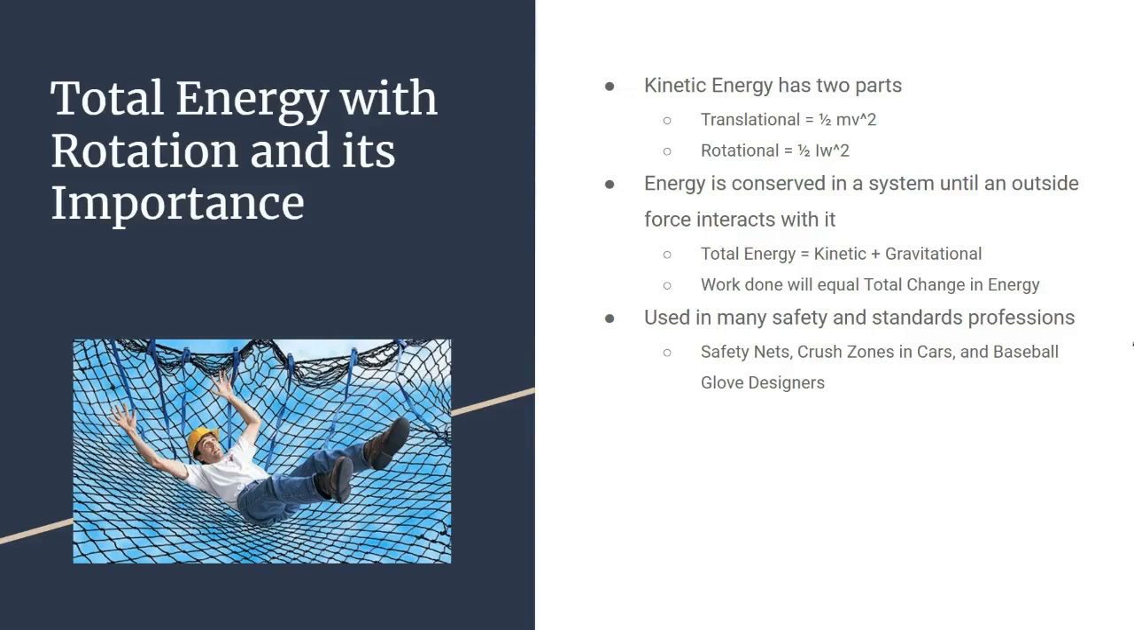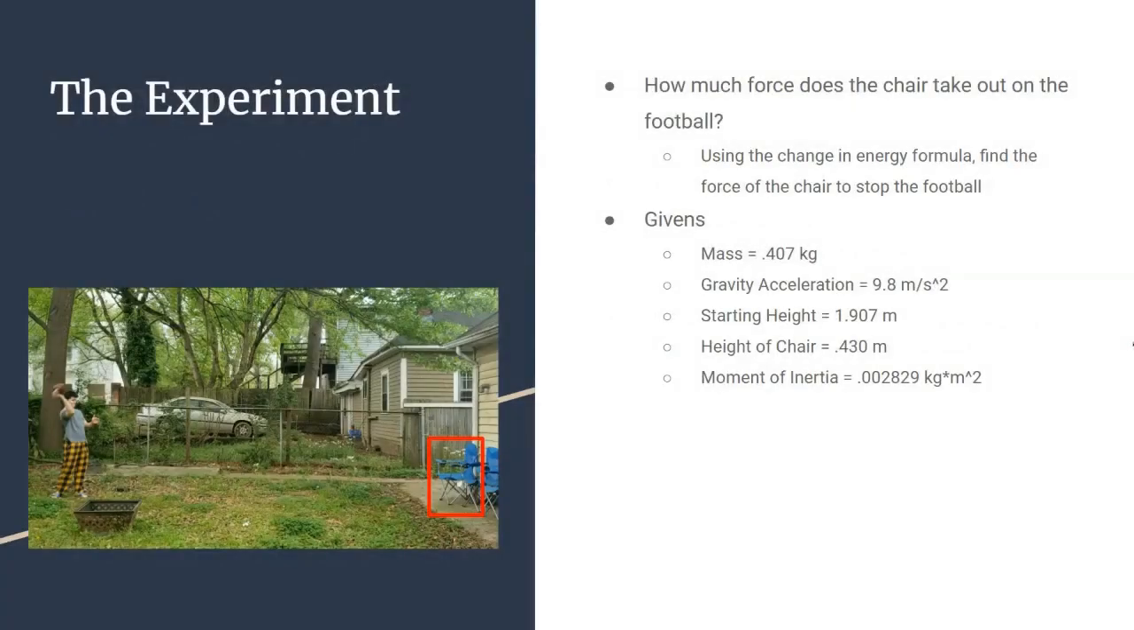And this lab will correlate more towards baseball glove designers, as they need to take in the total energy of the ball, and they have to find the total amount of force that their glove can withstand without breaking. In this experiment, we'll be looking at how much force a chair will exert on the football in order to make sure that the football stops its motion.